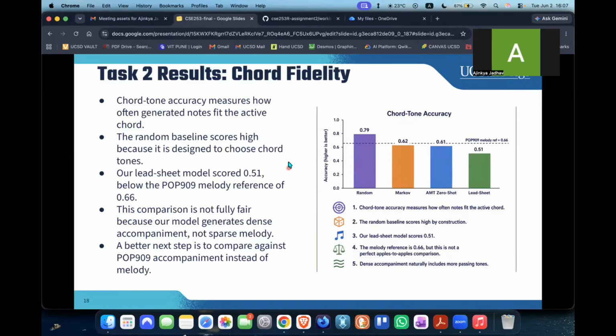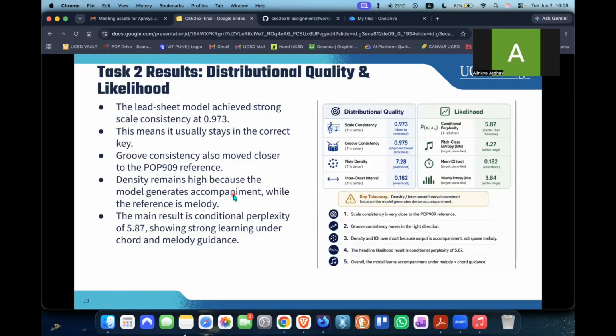This is the task 2 results, which basically give us the chord fidelity. The chord tone accuracy measures how often the generated notes fit the active chords. Our lead sheet model scored 0.51, below the Pop melody reference of 0.66. If you could see here, it's 0.79, 0.62, 0.61, and 0.51, and the Pop melody had a reference of 0.66. So the better next step is to compare against the Pop accompaniment instead of the melody.